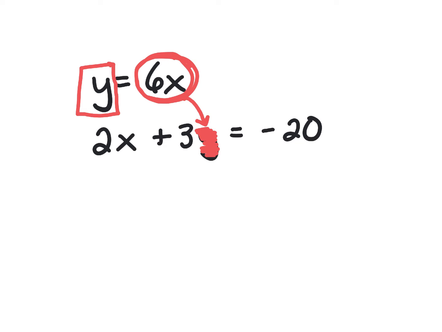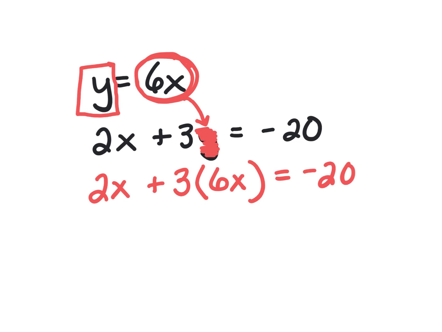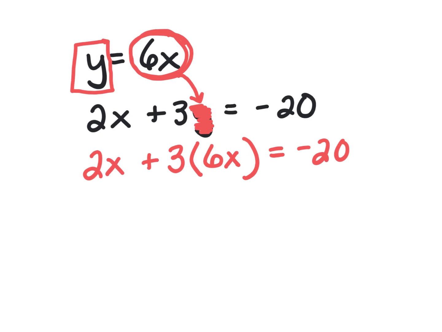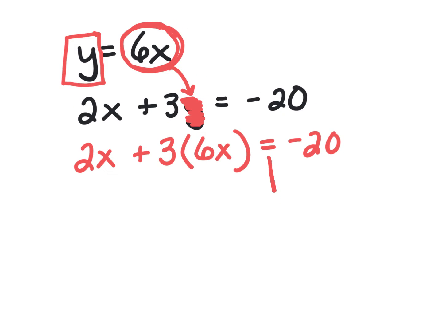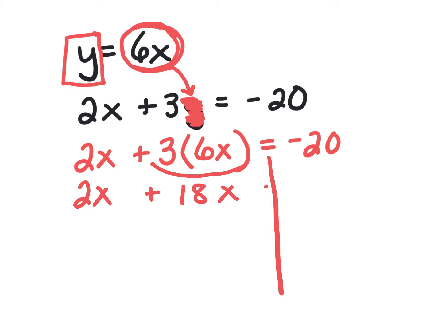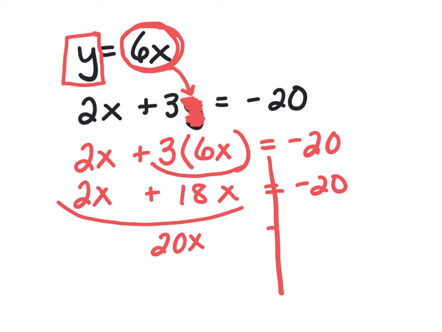So now I'm going to write that equation. It will say 2x plus 3, but when I get to where the y used to be, I'm substituting in the 6x. And then it still says equals negative 20. Now this is a better equation, even though it looks a little more complicated, because it only has x's in it, which means we can solve it. So I'll have 2x, and now I'm going to do this. 3 times 6x is 18x equals negative 20. I'll put together the like terms that are on this side of the equation and have 20x equals negative 20.